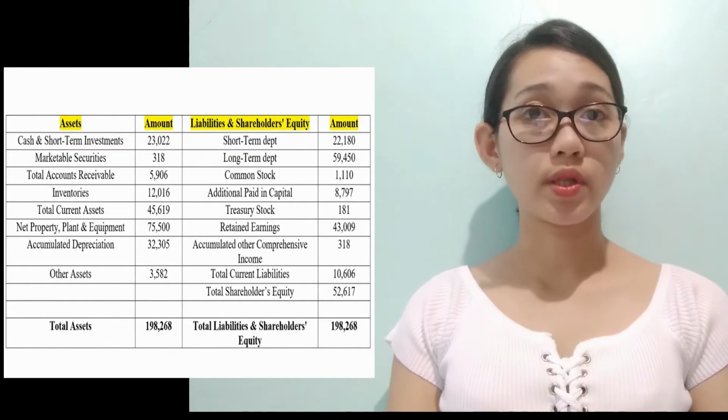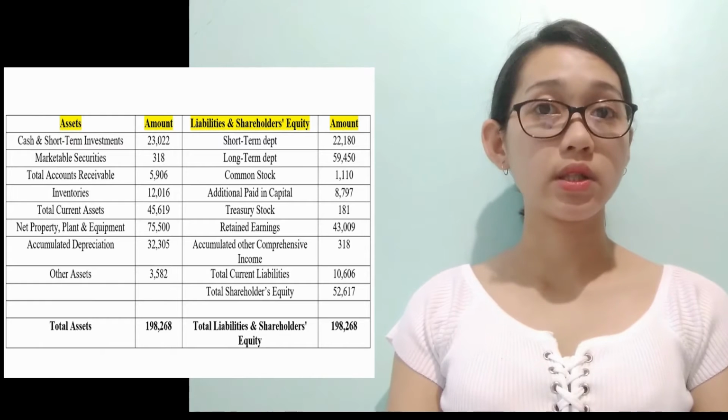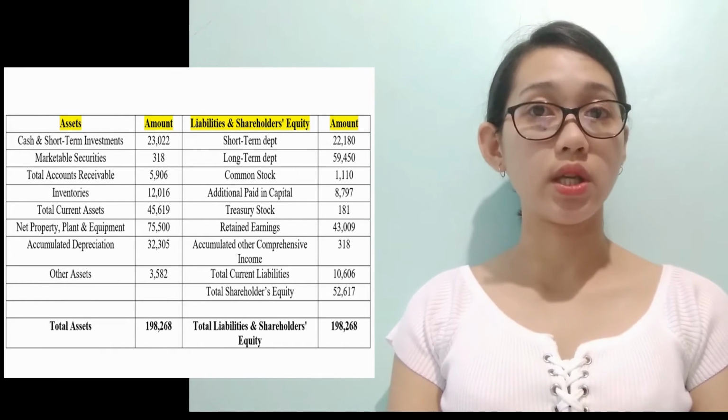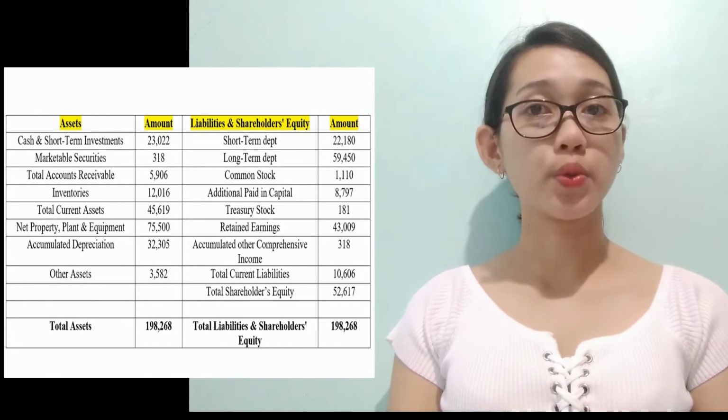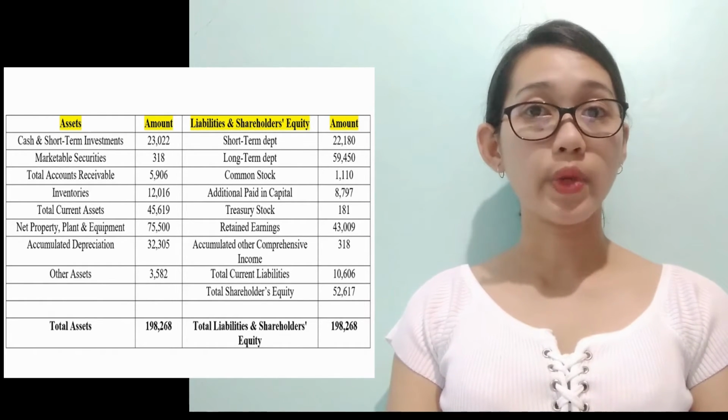This table shows the assets, liabilities, and shareholders' equity of Jollibee Foods Corporation that shows a positive balance with an increase of shareholders' equity.